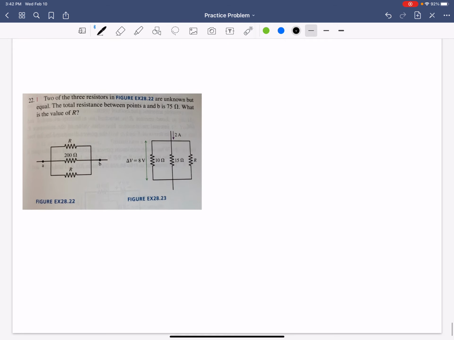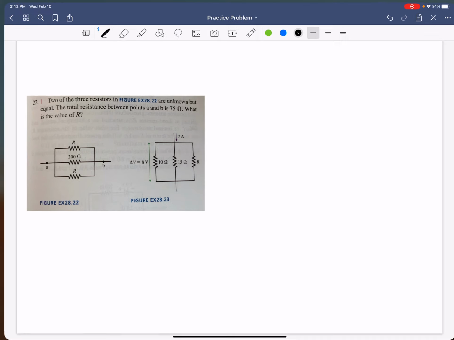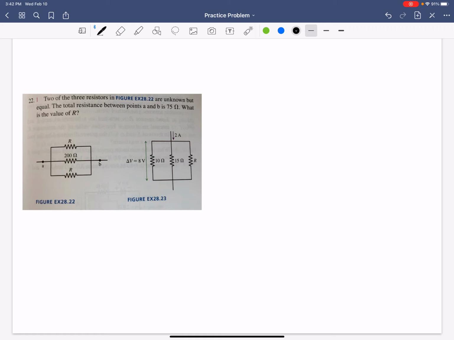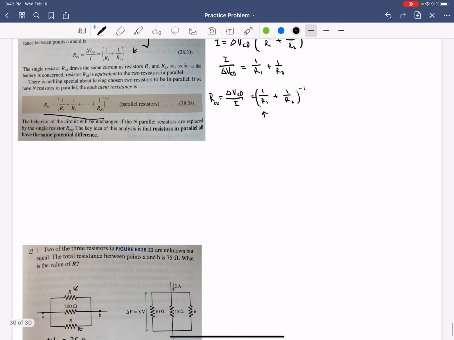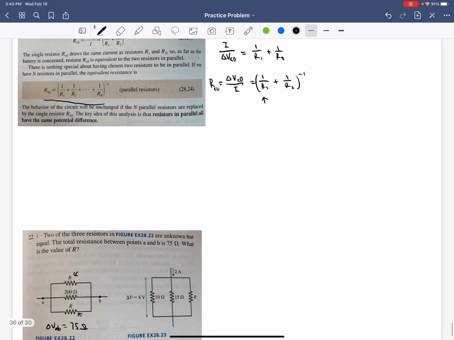So let's try a practice problem. Two of the three resistors in this figure on the left are unknown but equal. The total resistance between points A and B is 75 ohms. What is the value of R? So we know that these two have the same resistance, and the total resistance between A and B is 75 ohms. So let's use this parallel resistor equation.